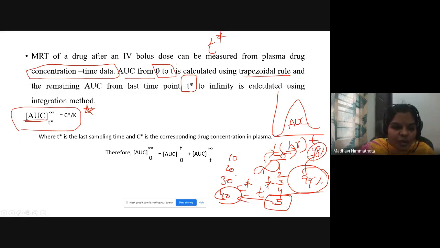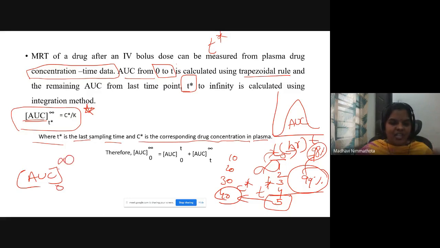So from this equation, you can calculate the area under the curve from T star to infinity. This equation is equal to C star by K, where T star is the last sampling time and C star is the corresponding drug concentration in the plasma. So what we are taking here, ma'am, is AUC 0 to infinity into consideration.